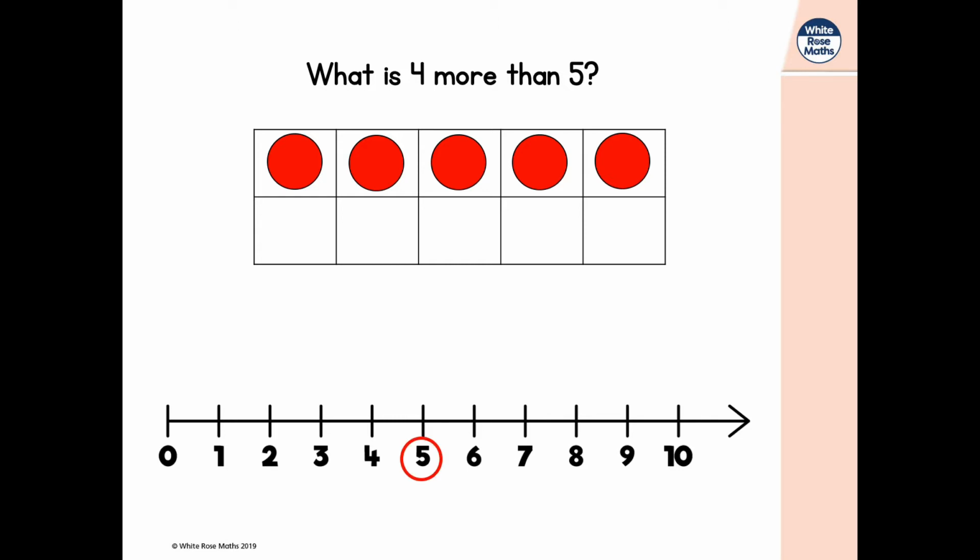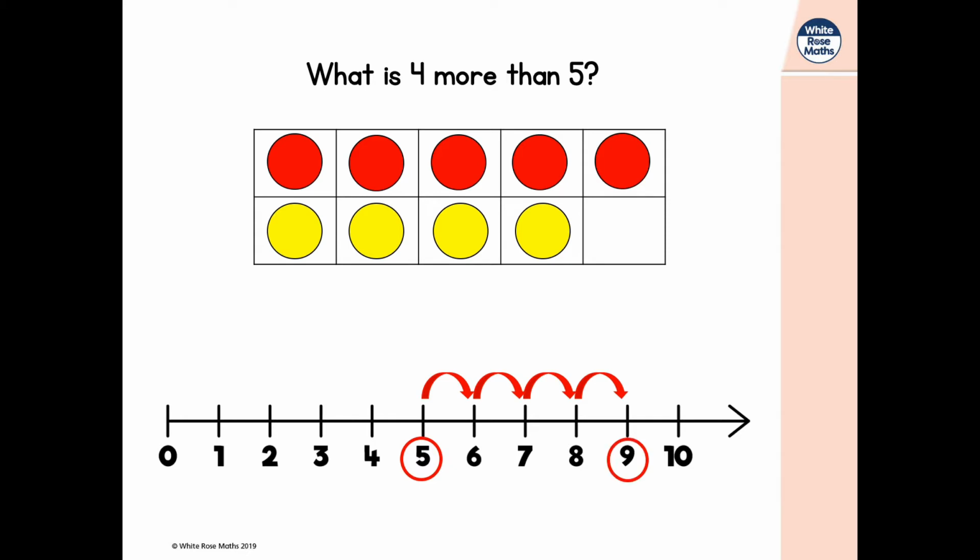We want to know what is 4 more than 5. So we can start at 5, and we can do that counting on. 4 more. Starting with the number 5, we would add 1. So we would say 6, 7, 8, 9. That's 4 more. And we ended up on the number 9. So 4 more than 5 is 9.